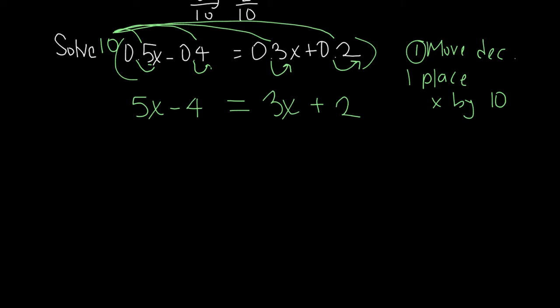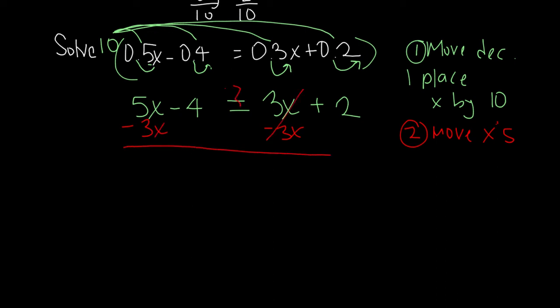So now we want to move our x's. And we move them by subtracting them. I'm going to subtract the 3x from both sides. And we're subtracting them, we're moving them just because we're on different sides of the equal sign. After subtracting, we would have 2x minus 4 equals 2.